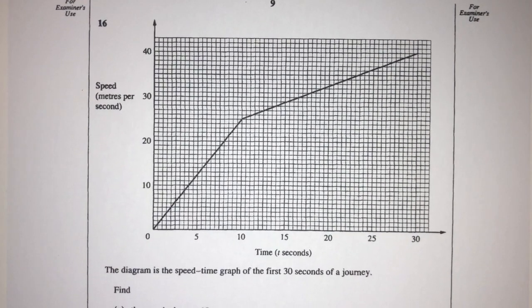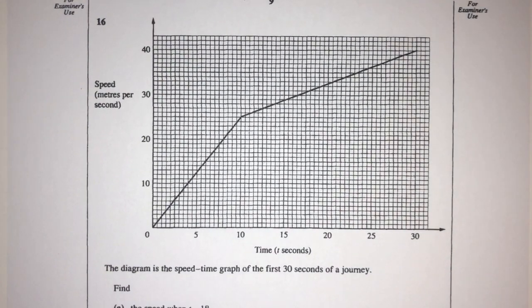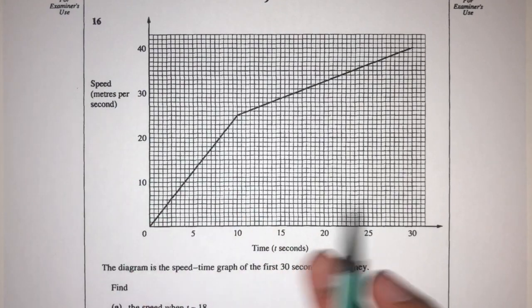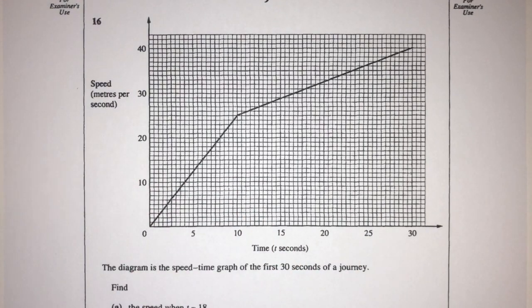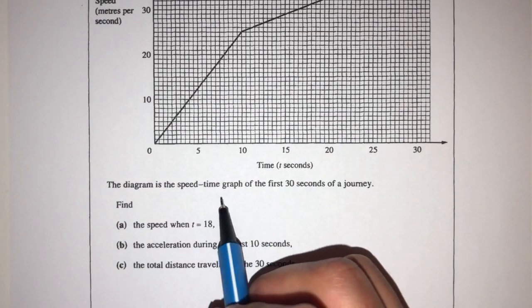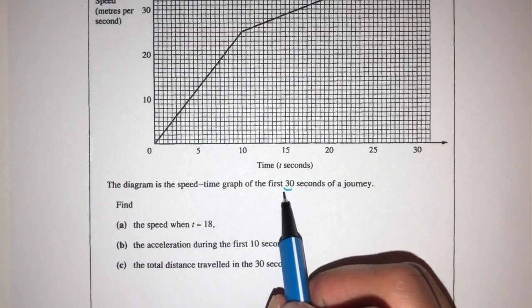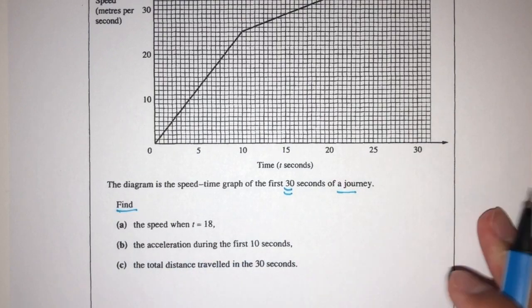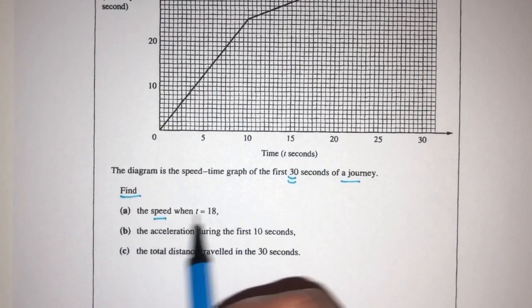Okay, let's move on to question number 16. So here we have a graph of a speed-time graph. You can see speed here, and here we have the time axis. Now the question: it is the graph for the first 30 seconds of the journey. Part 1: we have to find the speed when time equals 18.